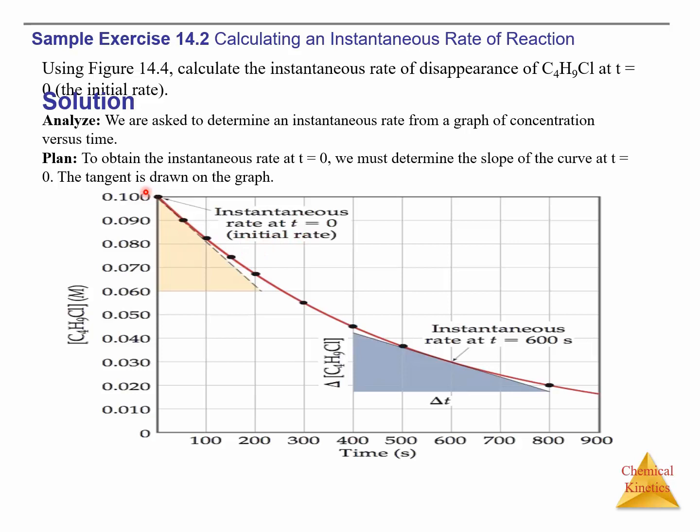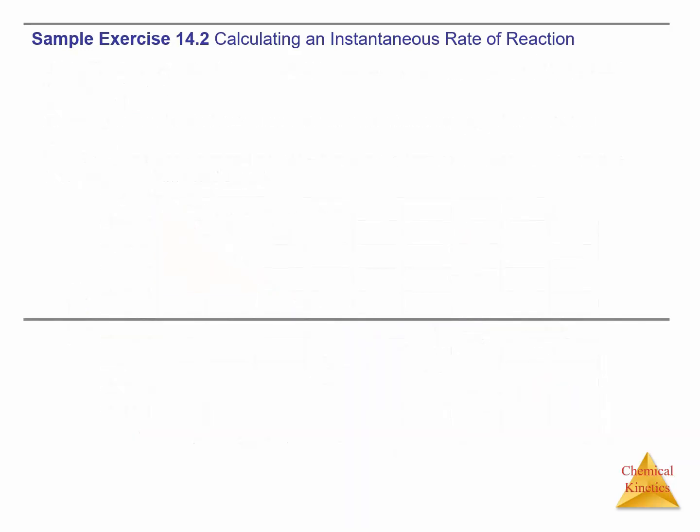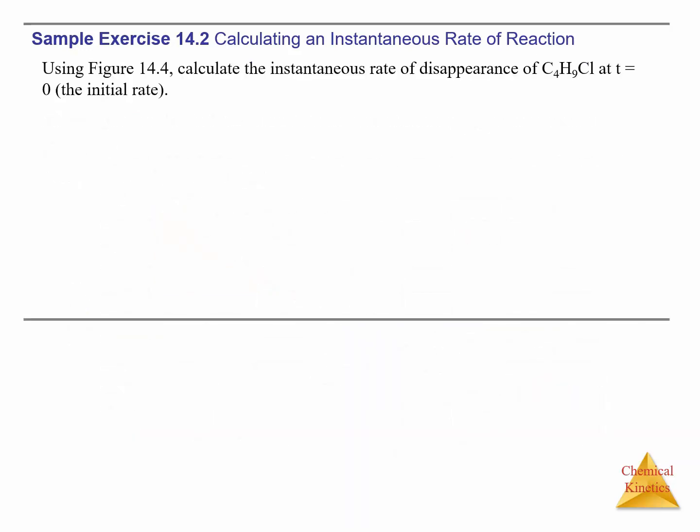You see, this is the initial rate. And then we must determine the slope of the curve at t equals 0. And from that tangent, we can get the following values.